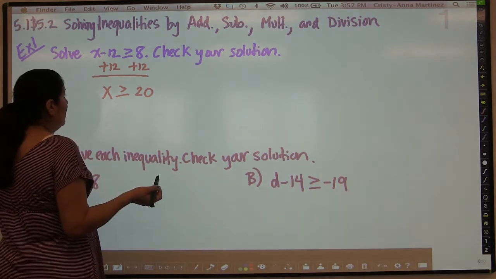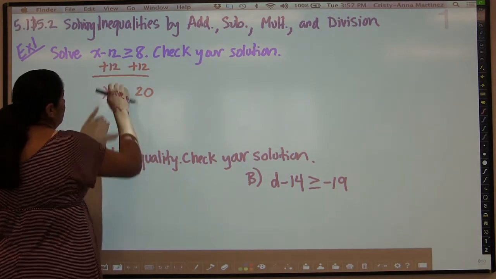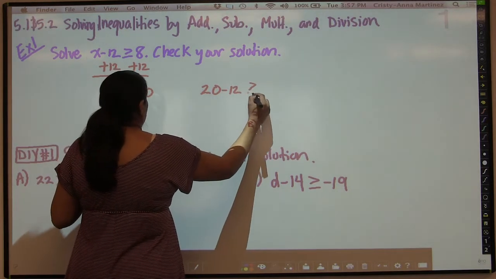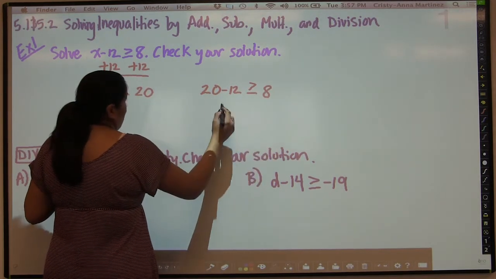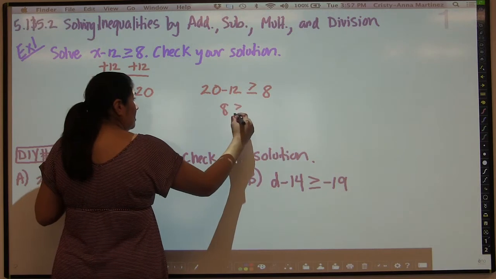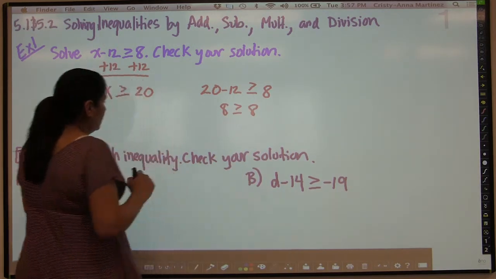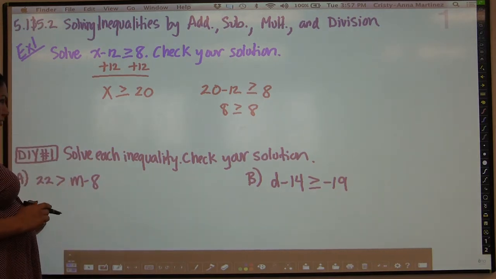Just check your solution. If I put 20 back into the original problem, I get 20 minus 12 is greater than or equal to 8. And it just so happens that 20 minus 12 is 8. So in this case, 8 is equal to 8, so that's true, and it works. So now I want you to try this do-it-yourself number 1. Make sure that you check your solution afterward.